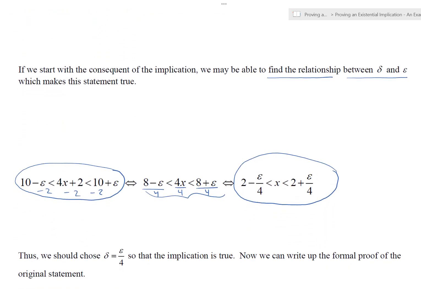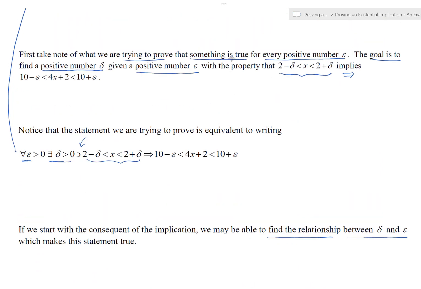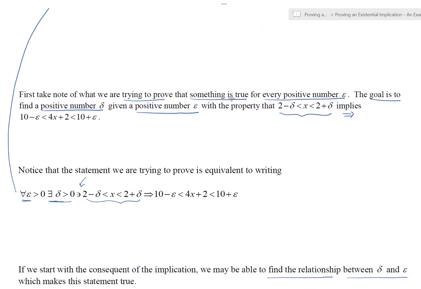because it tells us we should let delta be epsilon over 4. Why is that? Well, go back to the beginning here. Remember what we're starting with, the implication. That statement right there: 2 minus delta less than x less than 2 plus delta.